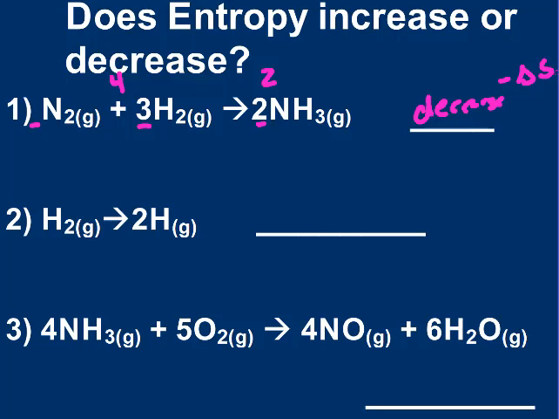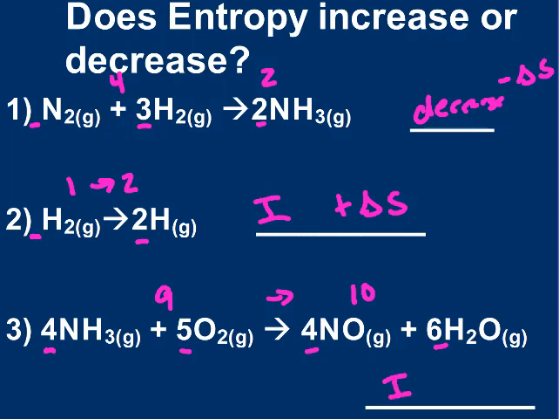Go ahead and pause the video and do number 2 and 3 on your own. Restart when you're done. So for this next one, I have 1 to 2. So that's an increase or a positive delta S. And the last one, you had 4 and 5, so that's a 9, going to 4 and 6 or a 10. So that's also an increase or a positive delta S.